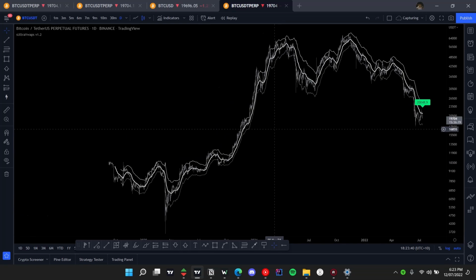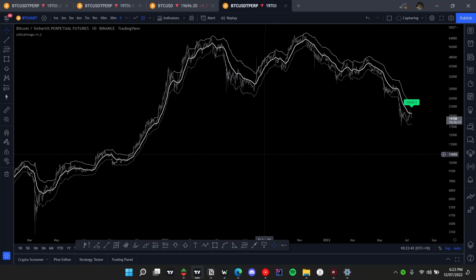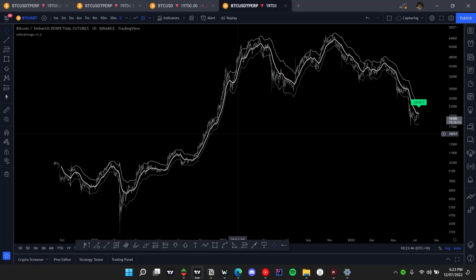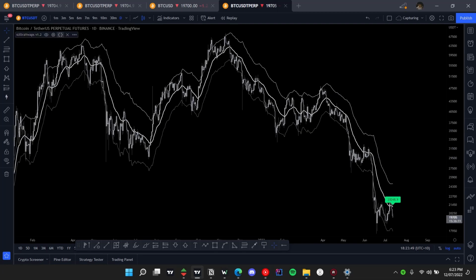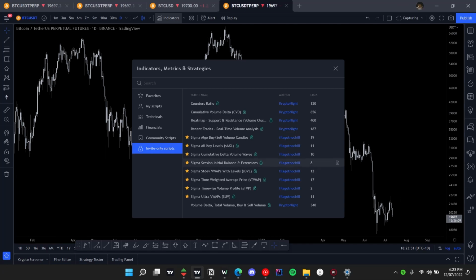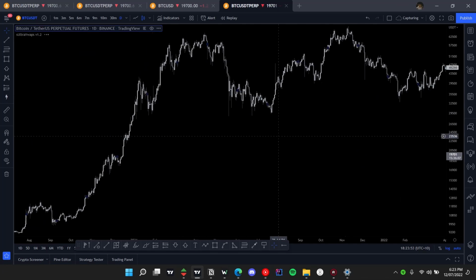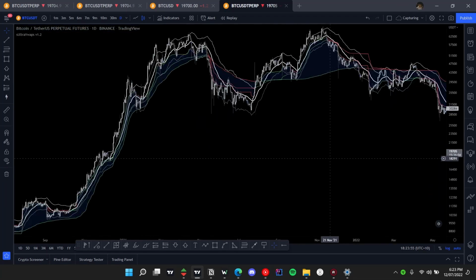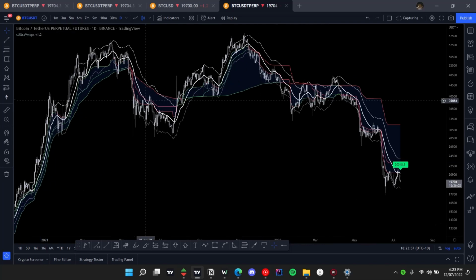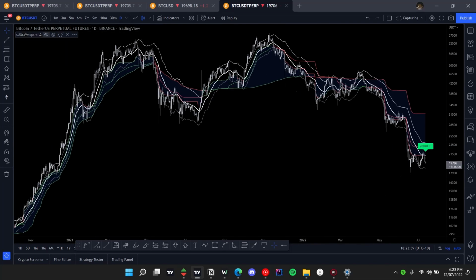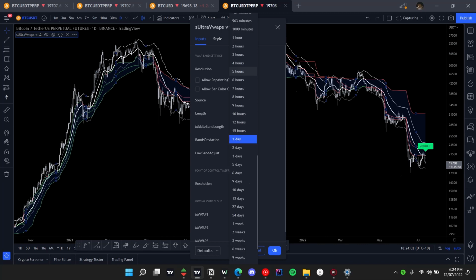Alright fam, this is the second part of the video where we are going to look at how to use the Sigma Ultra VWAPs for swing trading. Now what I do, I go to indicators again, put the Ultra VWAPs, that's how it looks. Looks pretty weird here because of the resolution that we are using. So what I would like to do, I go here for the swing trading.